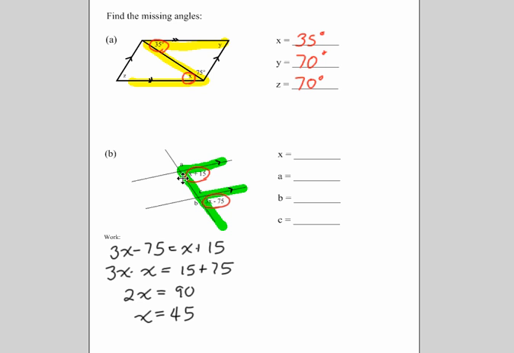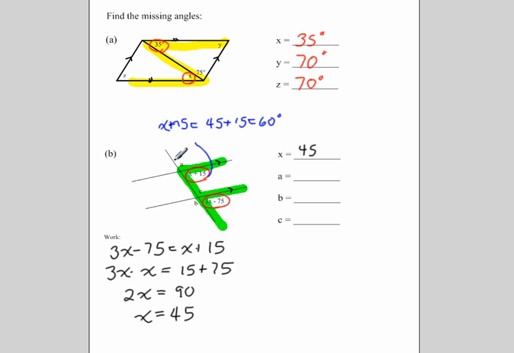I can substitute into this one. I can substitute into this one. It actually doesn't matter because they're equal. It's going to be easier for me to substitute into the x plus 15. So x plus 15 is that angle, and x is now 45. So 45 plus 15 is 60 degrees. And now that I know that x was 45, sorry, I didn't fill that in here, and that that angle is now 60 degrees, I can find some of the other angles.